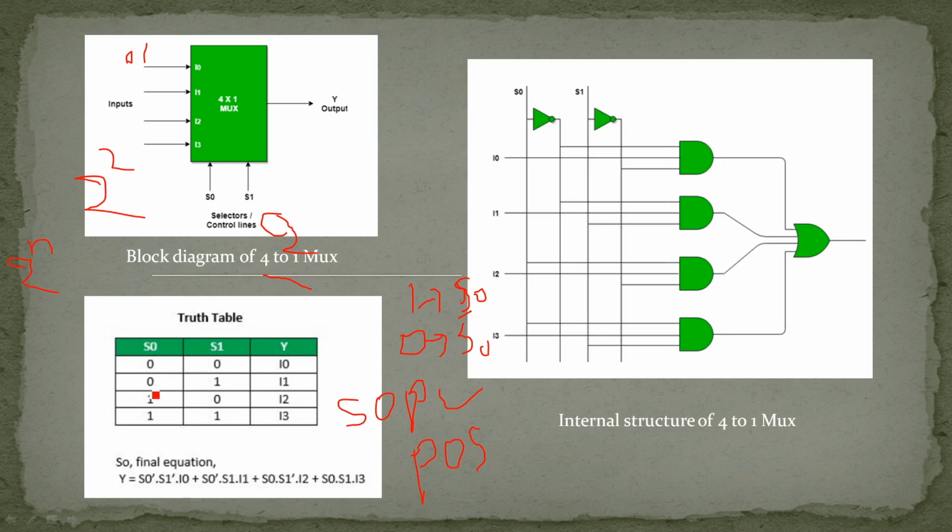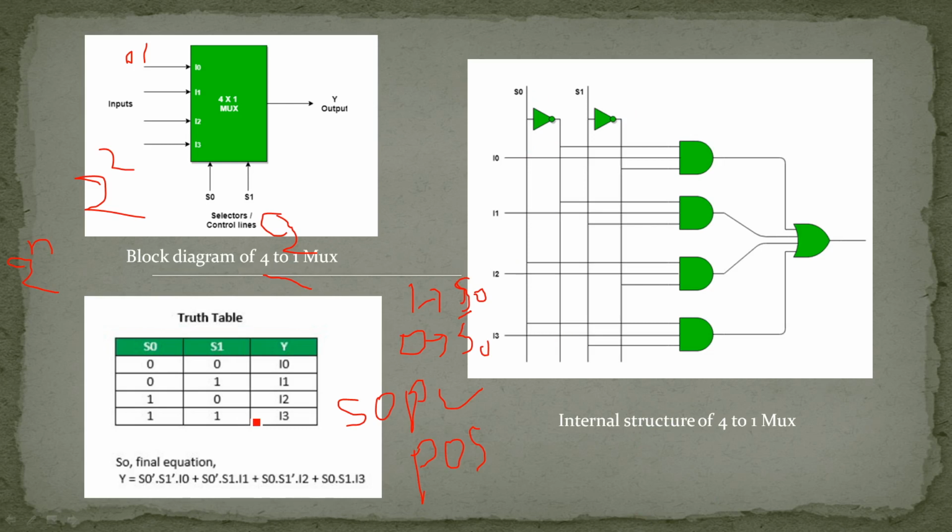the S0 is 0, so that I am going to consider as S0 bar, and here the S1 is 1, I am going to consider this as it is because it is 1, and I1, plus third combination is 1 means S0, 0 means S1 bar, Y means I2, plus the last one is 1 means S0, 1 means S1, Y means I3. This is the equation for 4 combinations. Based on this equation, you can implement the internal structure.